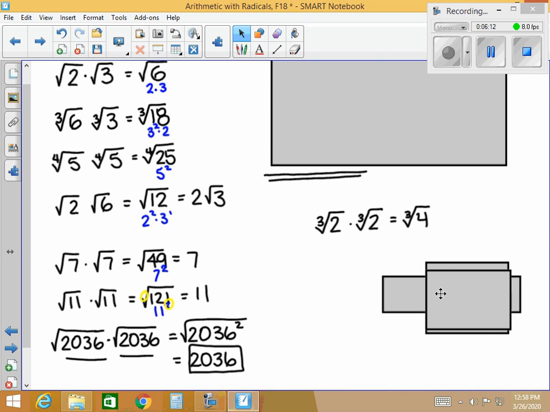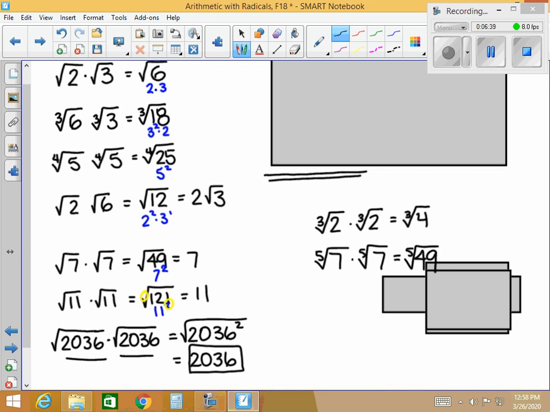Notice, however, that's not exactly the same thing that happens if I'm looking at cube roots, or another root. If I take the cube root of 2 times the cube root of 2, I get the cube root of 4, which doesn't simplify anymore. If I want to take the fifth root of 7 times the fifth root of 7, I get the fifth root of 49.